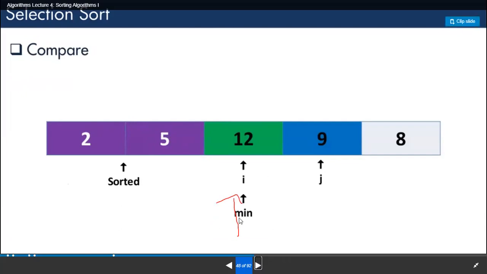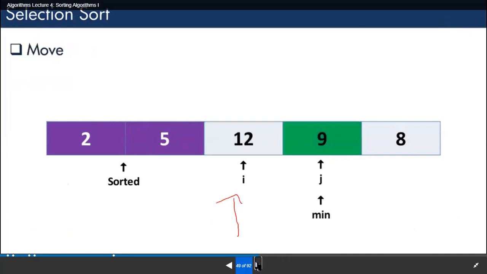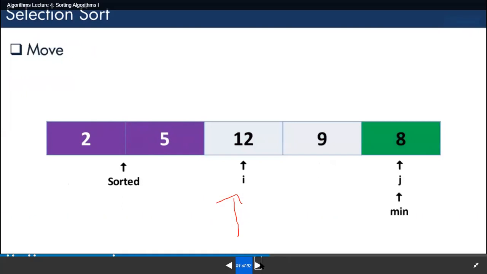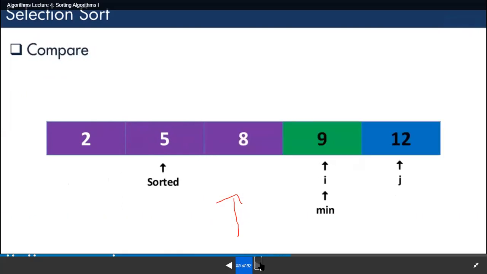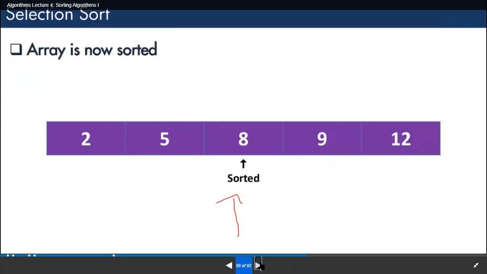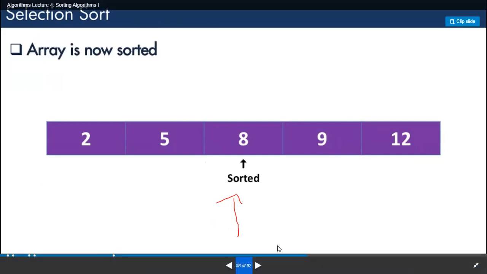From 12, we'll first initially point that 12 is the minimum. Then as we compare, we will say 12 is not the minimum. Which one is the minimum? 8 is the minimum, so we will swap. And again, after doing so on, finally we have this sorted array and we have the unsorted array. Basically the advantage here is that the number of iterations was not less, but the number of swaps that we had to do becomes much less, number one.